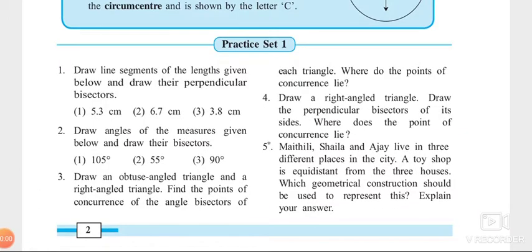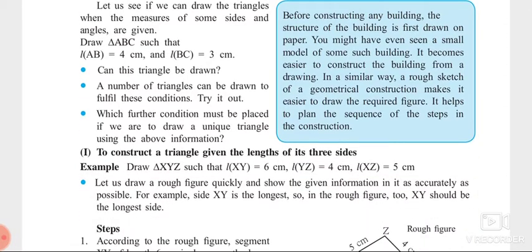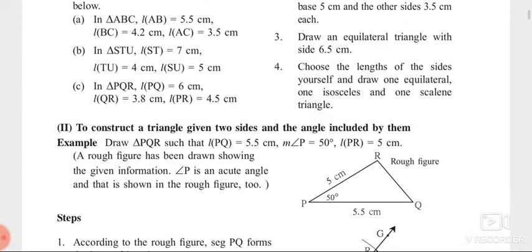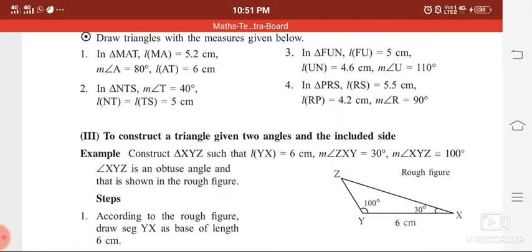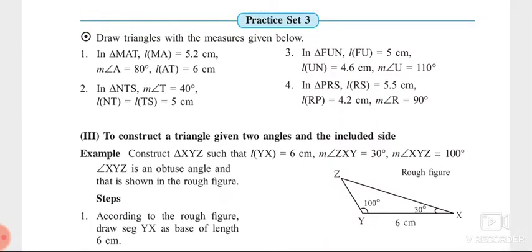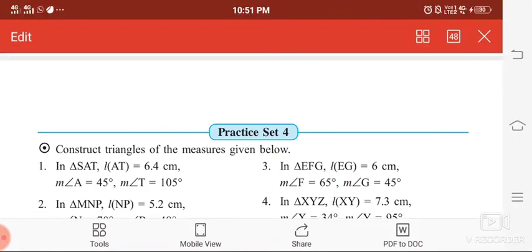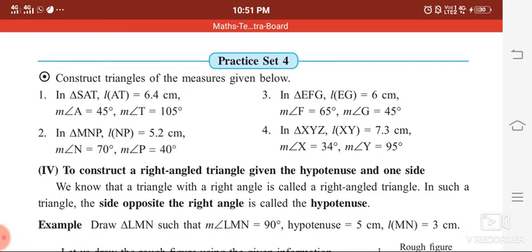Later on we solved practice set 1. Then we learned 4 types of constructions, isn't it? That is to construct a triangle given the lengths of its 3 sides. Second one was to construct a triangle given 2 sides and the angle included by them. Third construction was to construct a triangle given 2 angles and the included side, and the fourth type of construction was to construct a right angled triangle given the hypotenuse and one side.